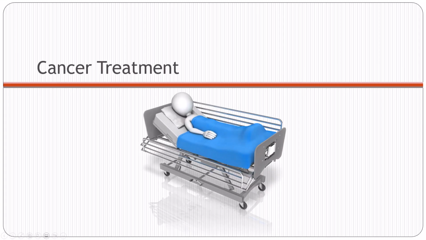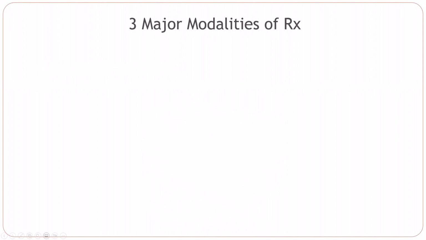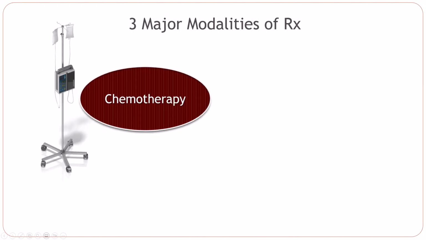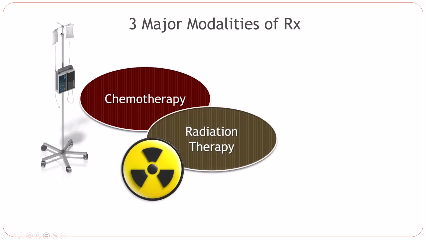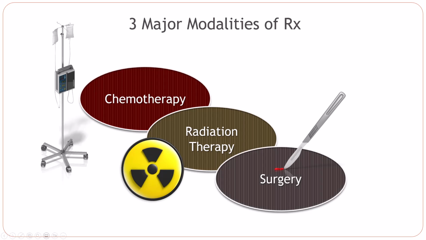Now, what about cancer treatment? Once cancer has developed, there are different modalities of treatment that we can use. There are three major modalities. The first one is chemotherapy. Second, radiation therapy. And the third, surgery.